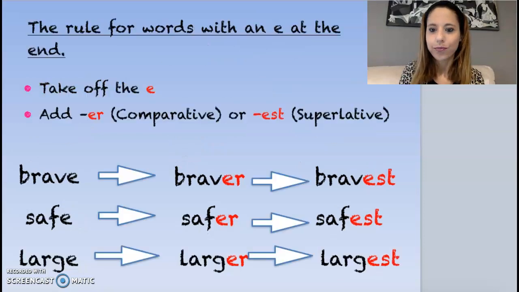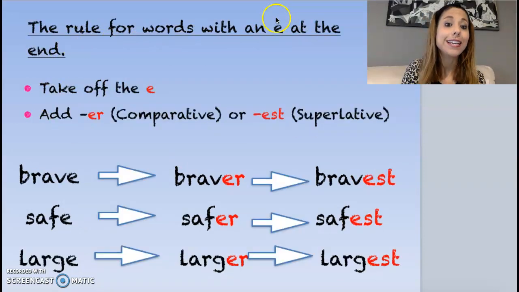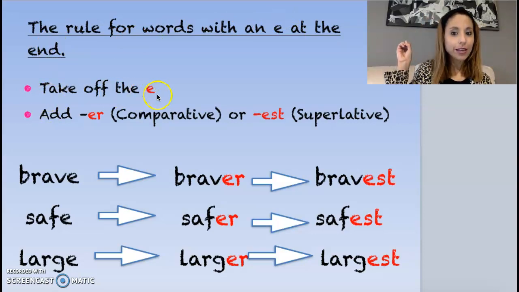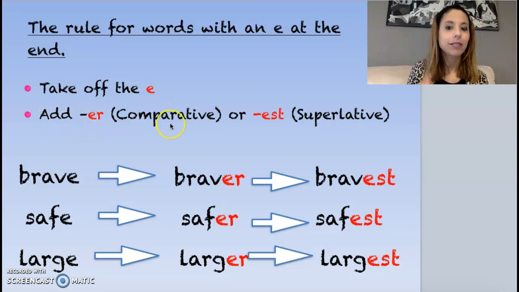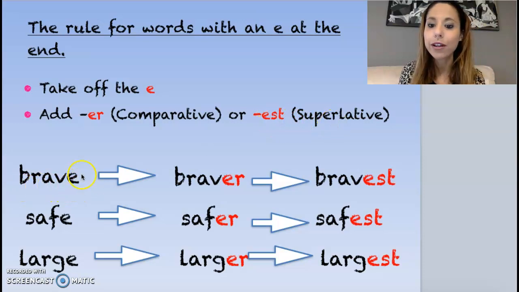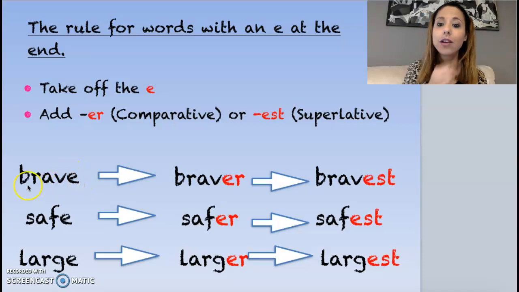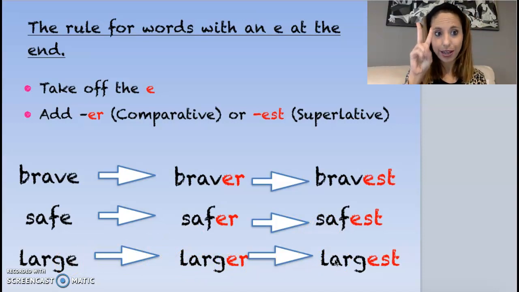Let's see the rule. The rule for words with an E at the end, we just need to take off the E and then add er for the comparative or est for the superlative. As in the examples, brave, you know this E is silent, brave, and then we don't need to write two E's, no, braver, and then bravest. Safe, safer, safest, and large, larger, largest. So this is the first exception. There are three. Okay, let's see the second one.